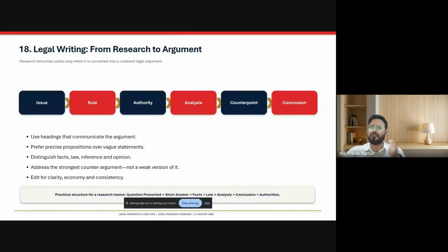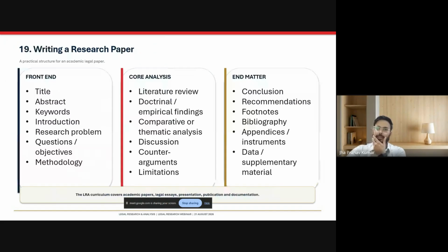Number one, you need to be very clear. By now, obviously, you will be clear with your issue. What are the rules that are going to apply to it? Who are these authorities you are going to cite? What analysis you have drawn? What is the result? What is the outcome? What is the counterpart? आपके पास उसके suggestions वो भी हो सकते हैं, recommendations हो सकते हैं, and then you conclude it. This is a very basic framework which you need to adhere to while doing legal writing, right?